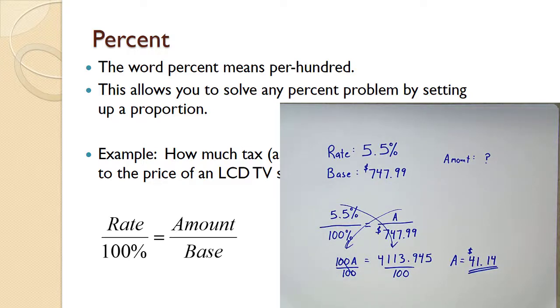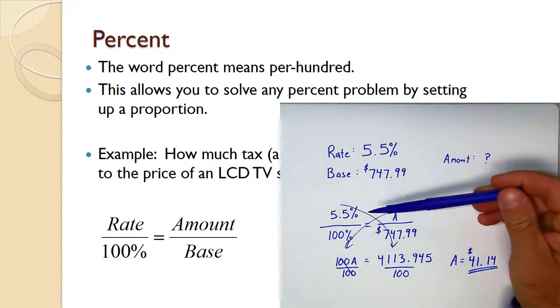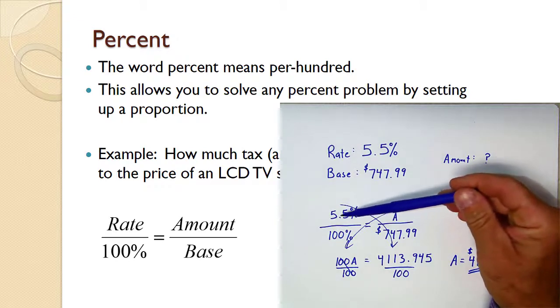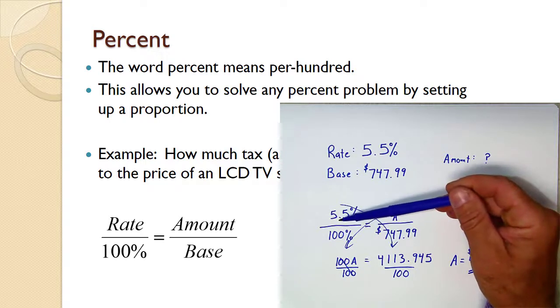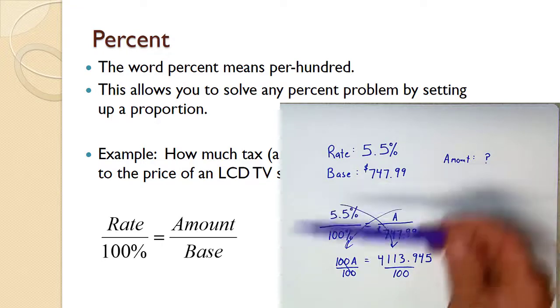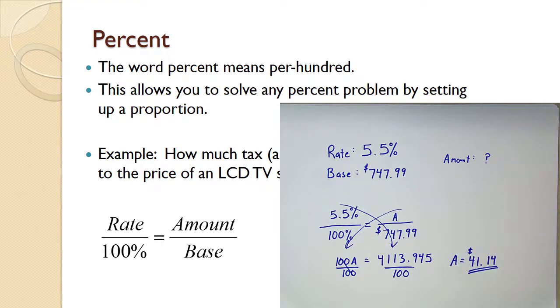So the proportion that we have right here, this is one of two main strategies you can use for solving percent problems. Let's solve that problem one more time, but let's take a slightly different approach. Notice that when we solved this problem, we left the percentage just as it was. We put 5.5 over 100. We did not have to move the decimal. As you probably remember from math classes you've had before, we can change those percentages into decimals by moving the decimal point 2 places to the left, which is the same as dividing by 100.